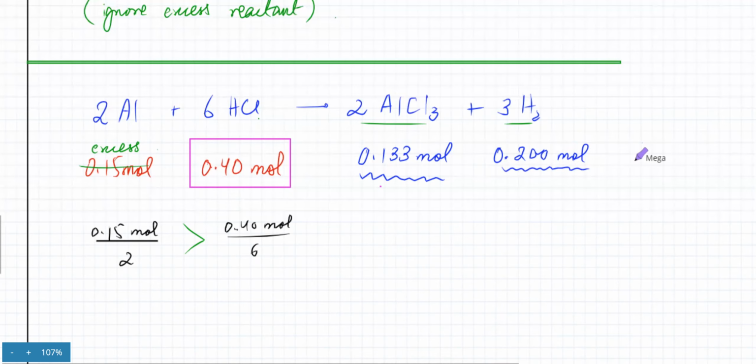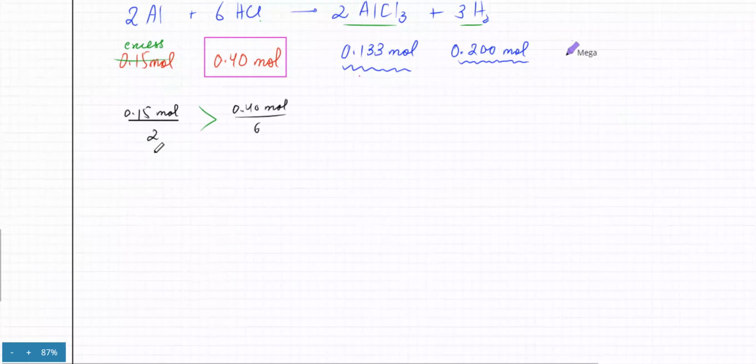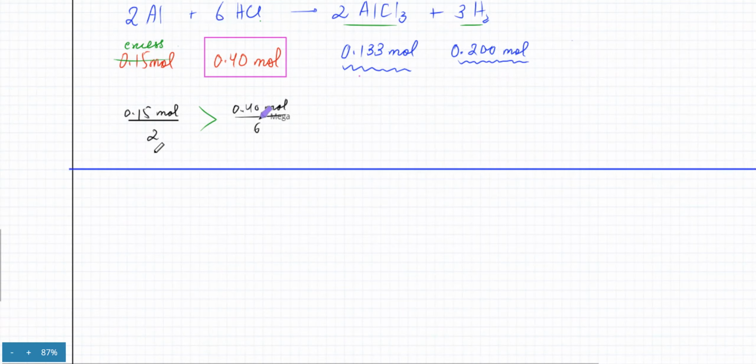So remember this trick of figuring out which one is in excess, which one is not in excess. Just divide the moles by the coefficient, moles by the coefficient. The one that's coming out to be bigger, that's the one that's in excess. And you never use excess reactant moles anywhere in the calculations. So now try doing the next question.